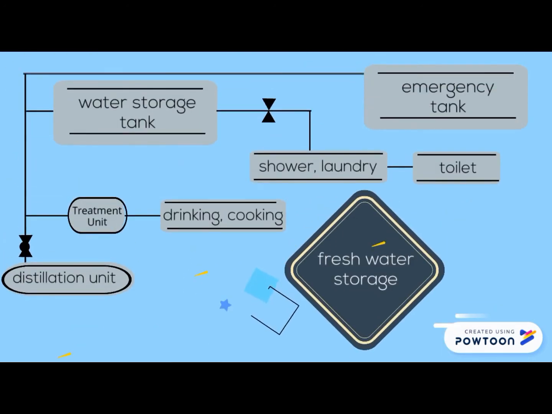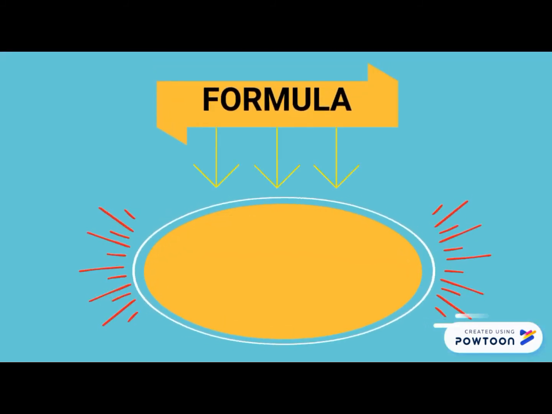The water storage tank will be placed at a higher elevation to increase the potential energy, which will increase the speed of water distribution throughout the submarine. It shows that the elevation is linearly proportional to the speed. Therefore, as the elevation increases, the speed of the water distribution will increase too due to gravity.